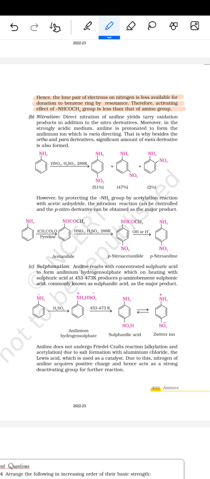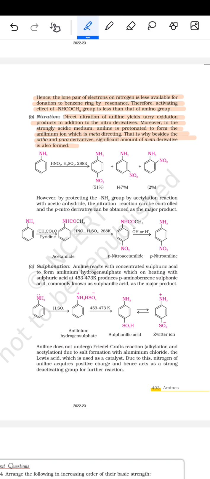फिर आता है नाइट्रेशन. Direct nitration of aniline yields tarry oxidation products in addition to the nitro derivatives. Moreover, in the strongly acidic medium, aniline is protonated to form the anilinium ion, which is meta-directing. That is, besides the ortho and para derivatives, a significant amount of the meta derivative is also formed.